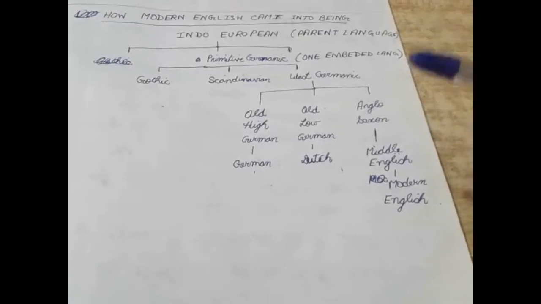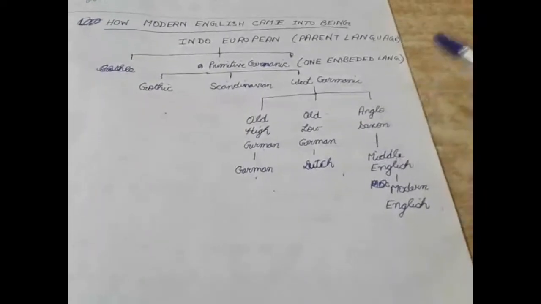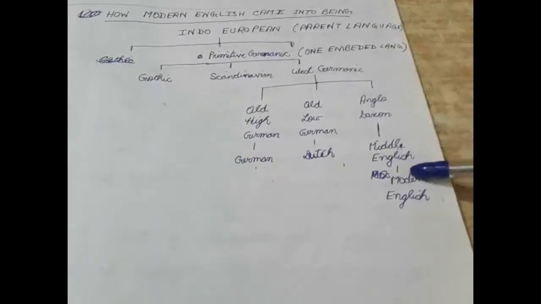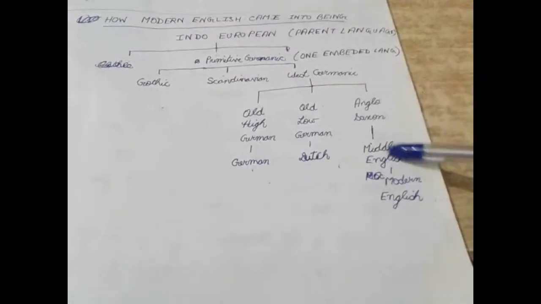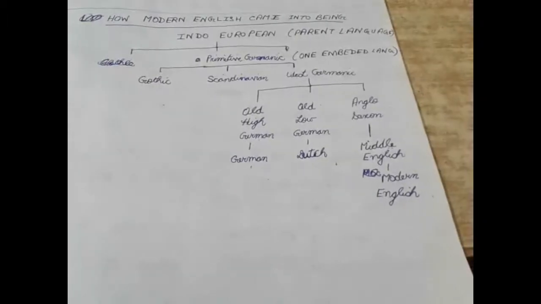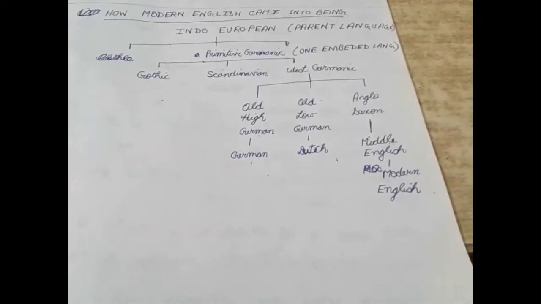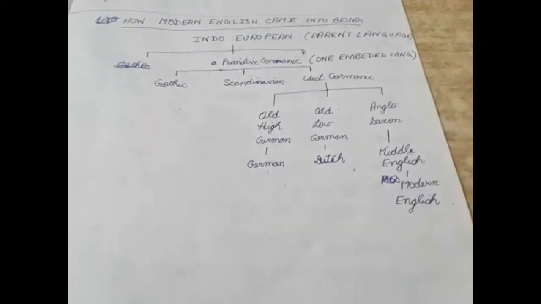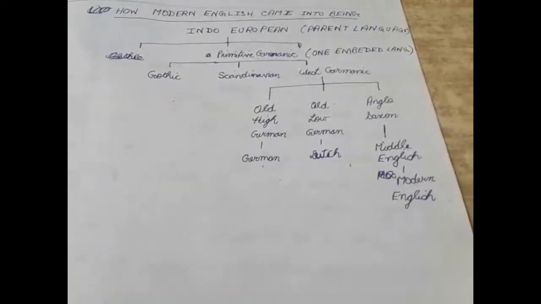From Old High German we have the German language, from Old Low German we have the Dutch language, and of course from Anglo Saxon and Old English we have Middle English and then Modern English. So modern English is the present day English, or the standard version of English that we use today. So this is how our English came into being.